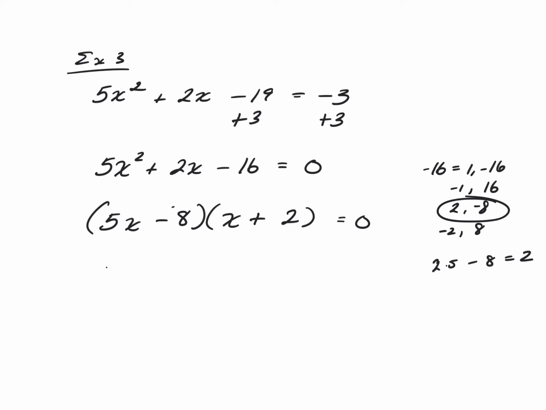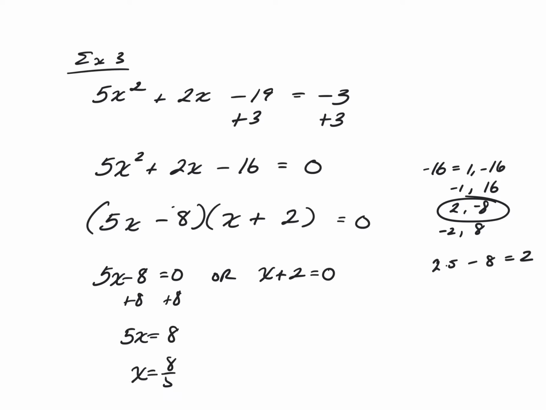So this is my last step. You take the first linear term, 5x minus 8, say it could be 0, or you say that the second factor term could be 0. So then you solve them. So plus 8, you get 5x equals 8, which means x equals 8/5, or, x plus 2 equals 0, so minus 2, you get x equals negative 2.